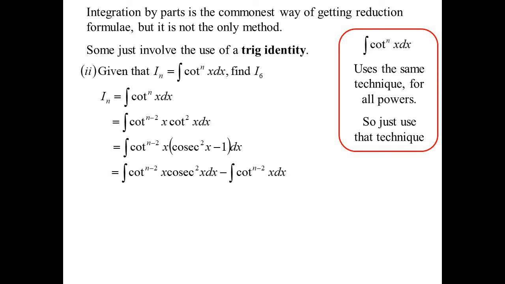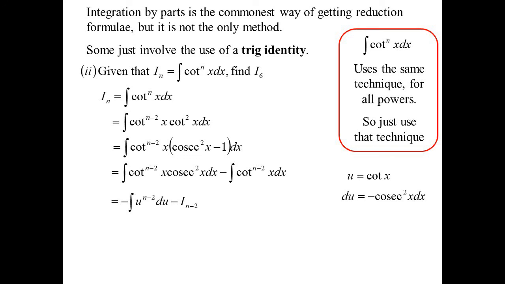I've got cot^(n-2) cosec squared, but the derivative of cot is minus cosec squared, so I can do a substitution there. And on the right-hand side, I've got cot to the n minus 2. So same integral, but I've reduced the power by 2. So let's do that substitution, and I get minus u to the power of n minus 2.